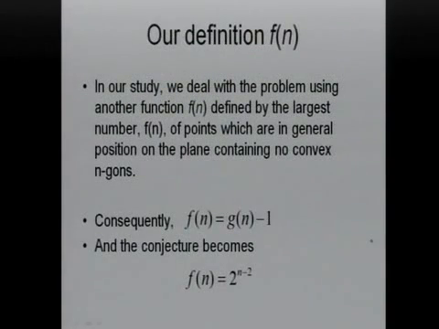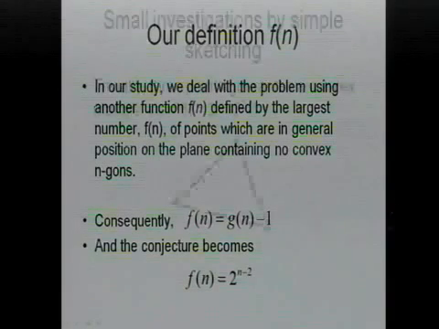In our study, we approach this problem using another function, fn, defined as follows: the largest number of points in general position on the plane containing no convex n-gon. Consequently, fn is equal to Gn minus 1, and the conjecture becomes fn is equal to 2 to the power n minus 2.